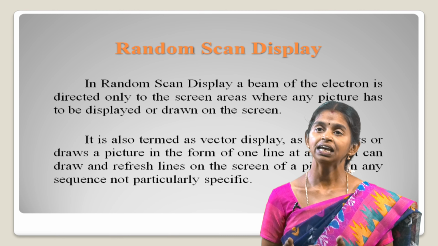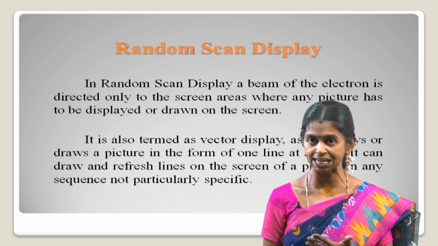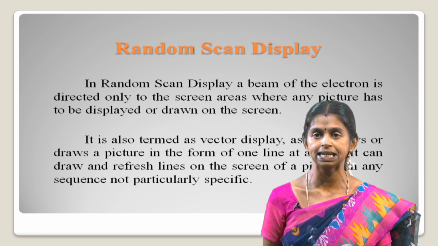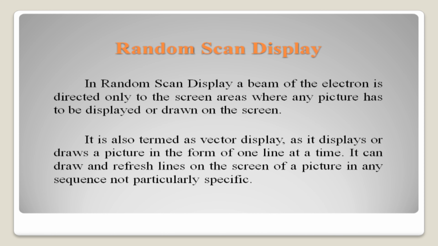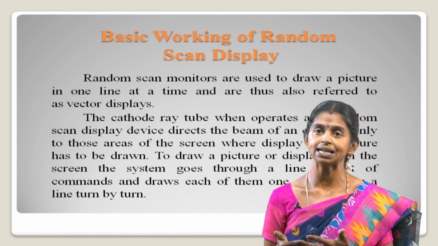Random scan display. In random scan display, a beam of electrons is directed only to the screen area where a picture has to be displayed or drawn on the screen. It is also termed as vector display, as it displays or draws a picture in the form of one line at a time. It can draw and refresh lines on the screen of a picture in any sequence, not particularly specific. Basic working of random scan display.